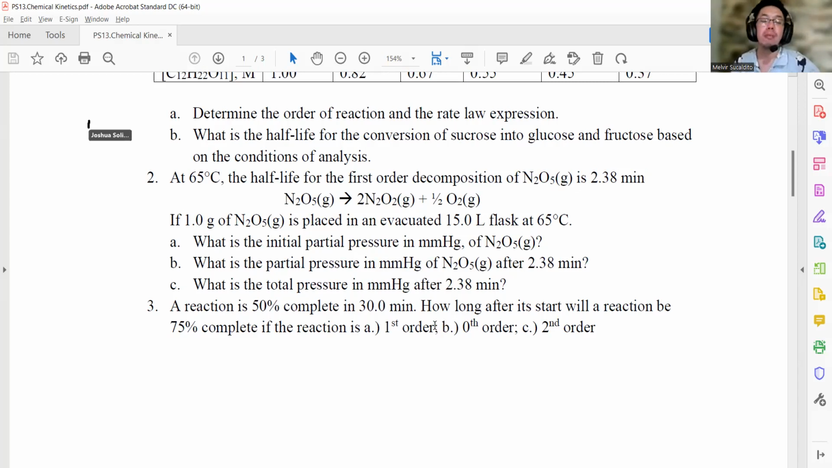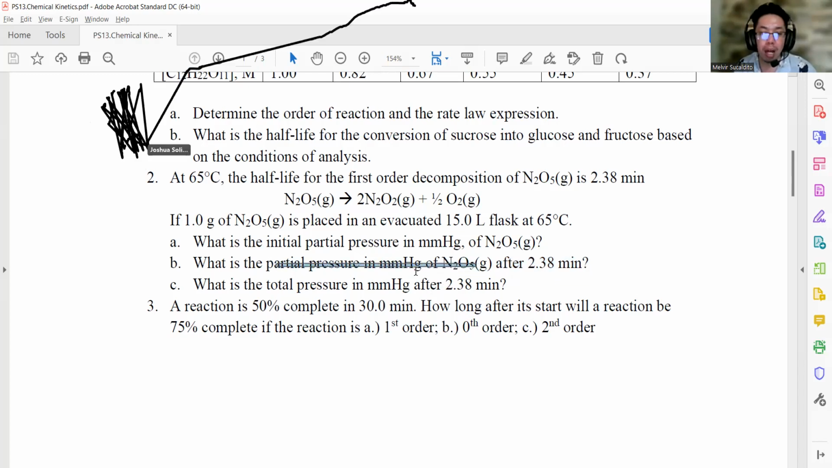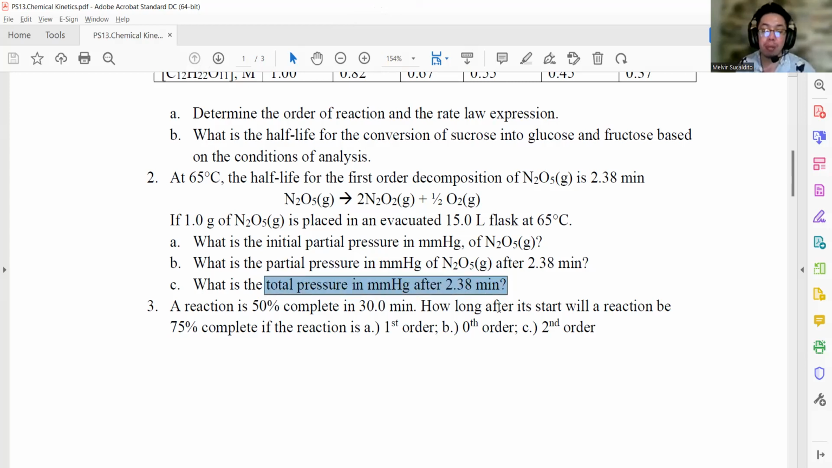And then for letter B, what is the partial pressure in millimeter mercury of N2O5 after 2.38 minutes? So please take note after 2.38 minutes. So madali yung B in a sense na makukuha mo kagad yung mass or mole ni N2O5. Then letter C, what is the total pressure in millimeter mercury after 2.38 minutes? Okay, so yung una, partial pressure lang ni N2O5 after 2.38 minutes. Ang susunod sa letter C, the total pressure na rather after 2.38 minutes.